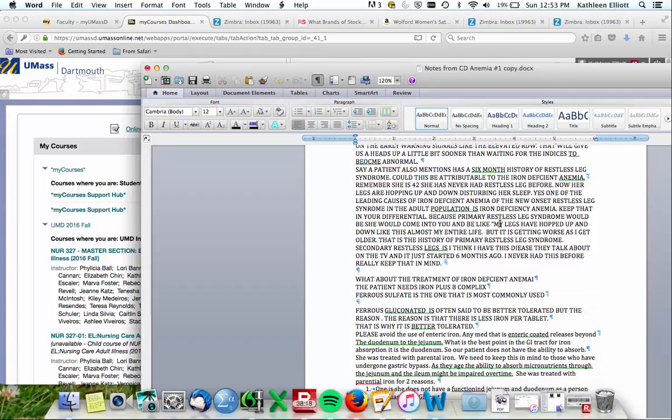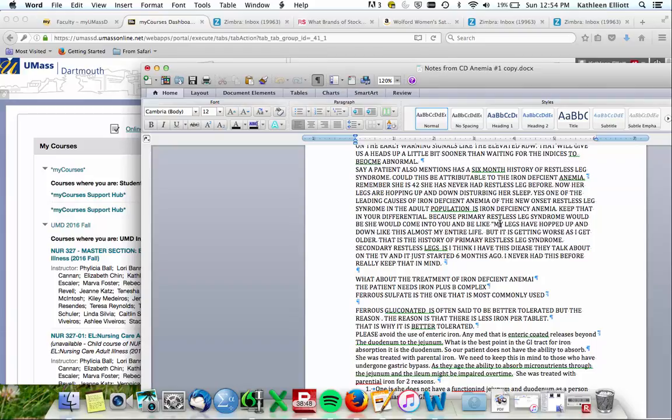Say a patient also mentions he's had a 6-month history of restless leg syndrome. Could this be attributable to iron deficiency anemia? Remember, she's 42, she's never had restless leg before. Now her legs are hopping up and down, disturbing her sleep. Yes, one of the leading causes of iron deficiency anemia is the new onset restless leg syndrome in the adult population. Keep that in mind for one of your differentials.